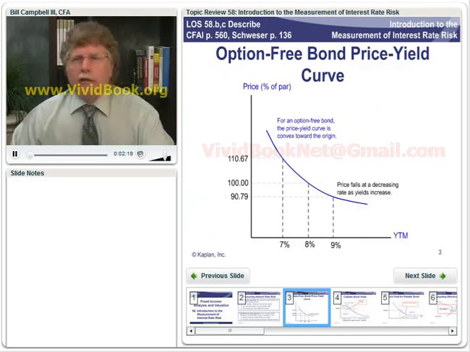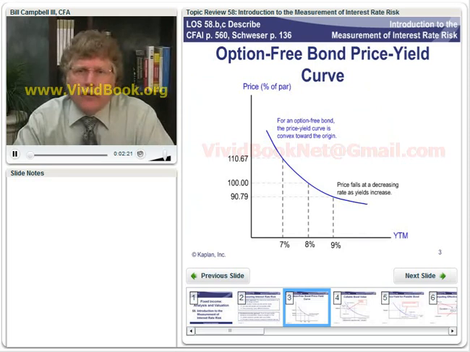Okay, here's a typical curve that shows us the price of a bond versus yield to maturity. This bond has no options. It doesn't have any call option, prepayment option, put option, conversion option, exchange option, no options at all. And so this is a typical shape for a price yield curve. It's convex toward the origin, so it's curving upward.